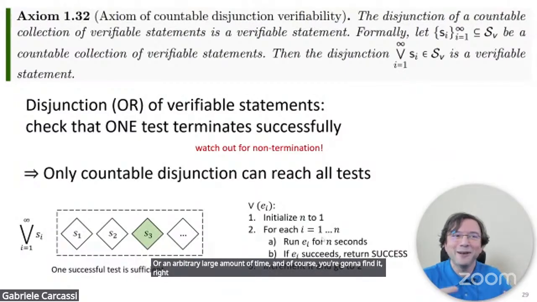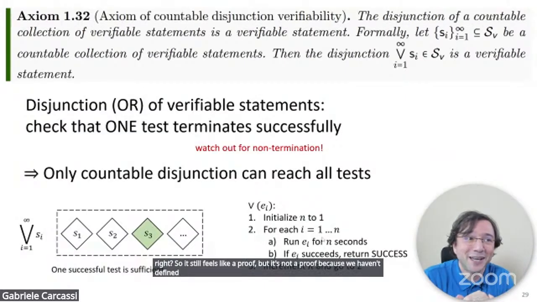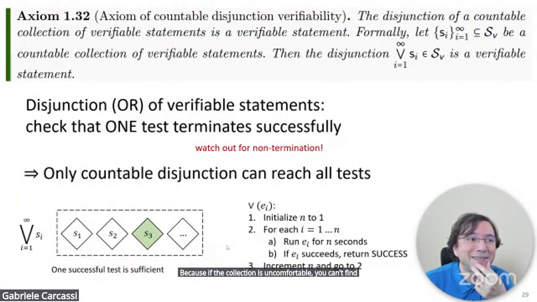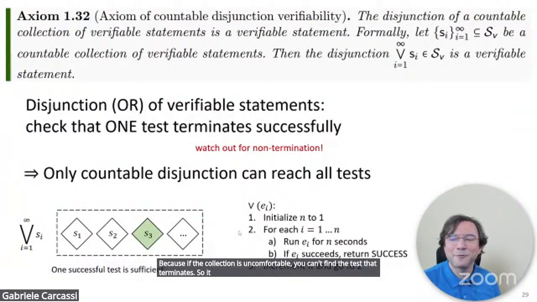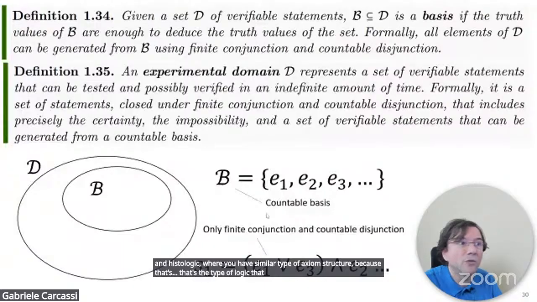So it still feels like a proof, but it's not a proof, because we haven't defined what these tests are and what a procedure is and so on. So it remains part of the justification. But the important thing is that you can only do a countable collection, because if the collection is uncountable, you can't find the test that terminates. So it still feels very mathy, right? But it's a justification of the axiom. And these are the type of things that you also have in intuitionistic logic, where you have a similar type of axiom structure, because that's the type of logic that we are doing.